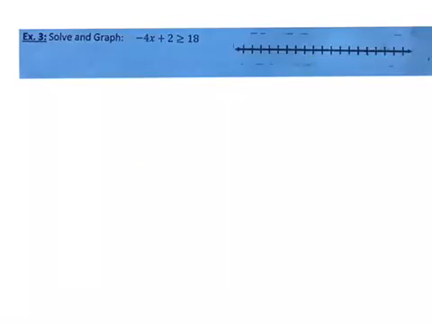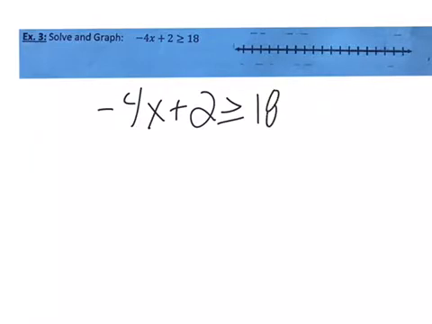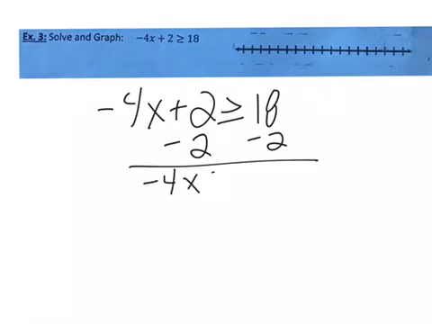This is the last problem that we're going to do together. So we have negative 4x plus 2 is greater than or equal to 18. The first thing I'm going to do to isolate my variable x is get rid of my constant. So I'm going to subtract 2 on both sides. So then I get negative 4x is greater than or equal to 16.